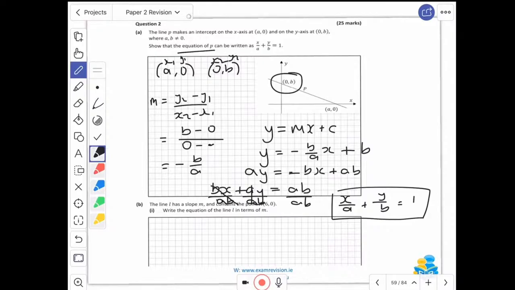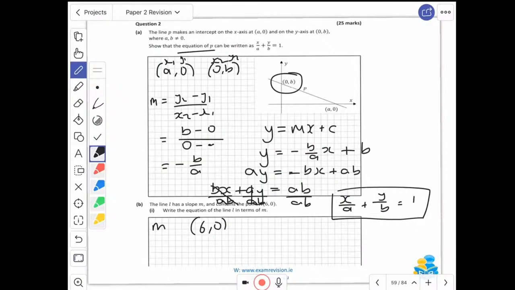The next bit says the line L has a slope m and contains the point (6, 0). Write the equation of the line L in terms of m. I think this is a brilliant question as well, because it gets you thinking about the fact that sometimes you don't need to know the slope and you can still form the equation of a line in terms of m. So you're going to use your y minus y1 formula here.